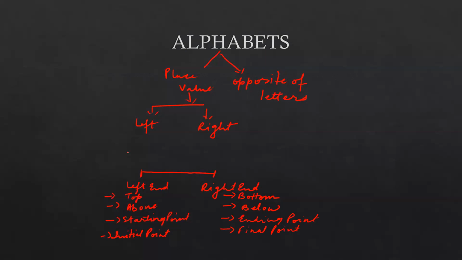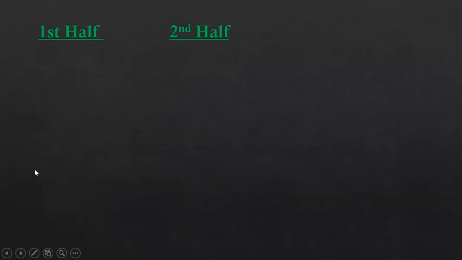After place value, we will see how the alphabets are arranged. There are 26 alphabets, 1 to 26. We will divide the whole 26 alphabets into two parts, first half and second half. So what is half of 26? It is 13. In the first half, 13 alphabets will be here, and in the second half, 13 alphabets will be here.